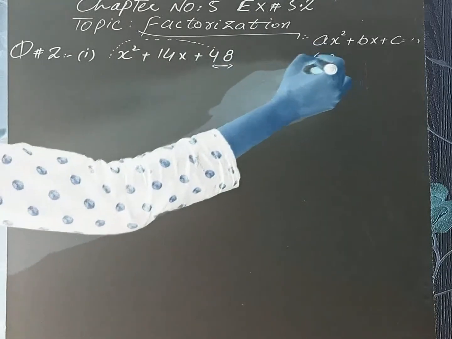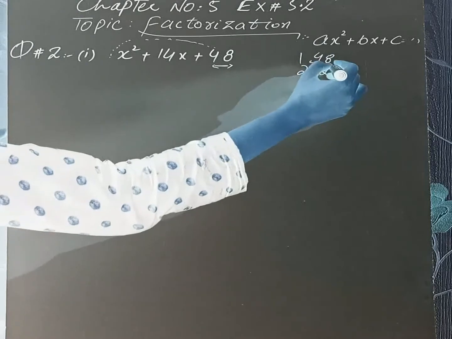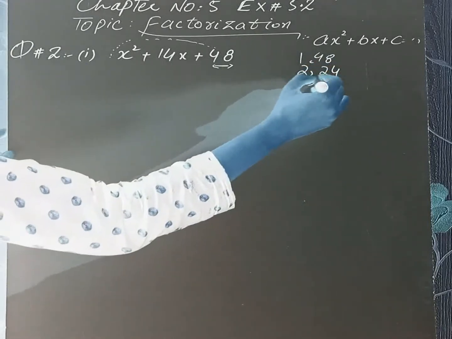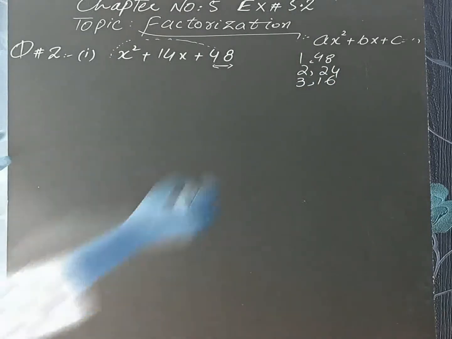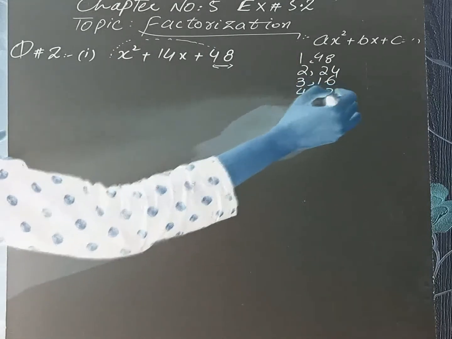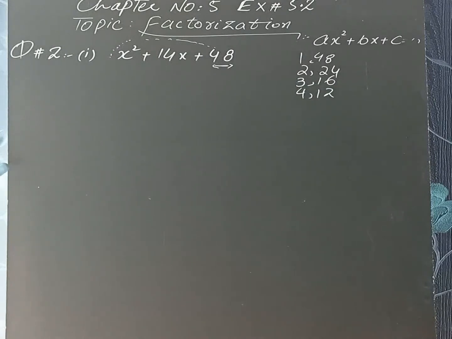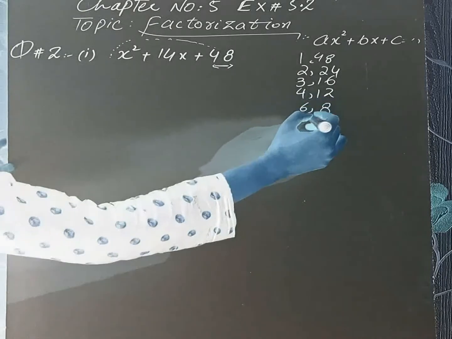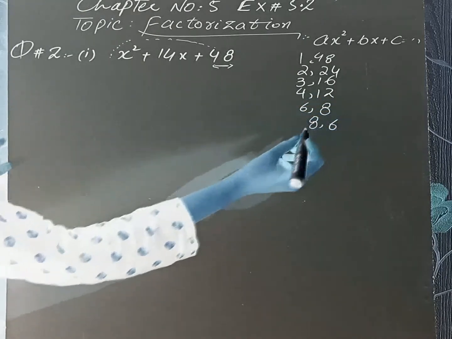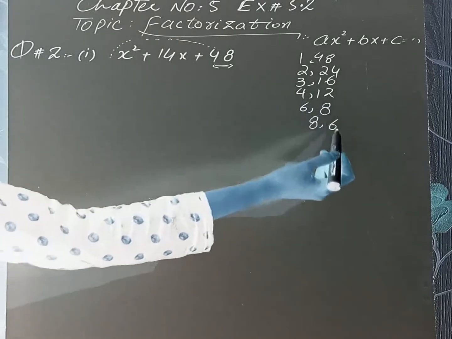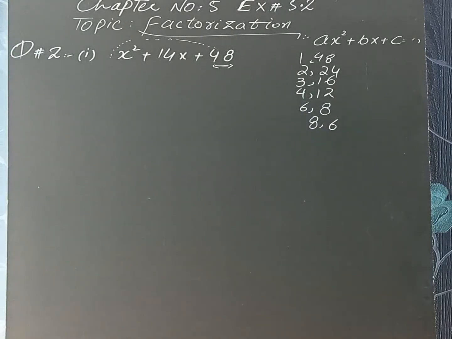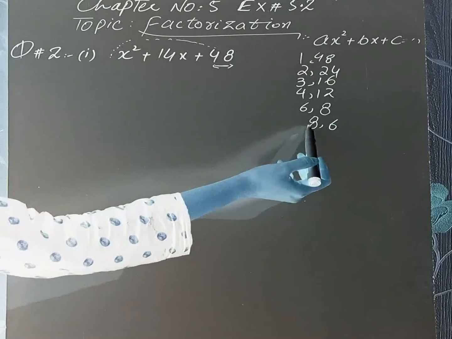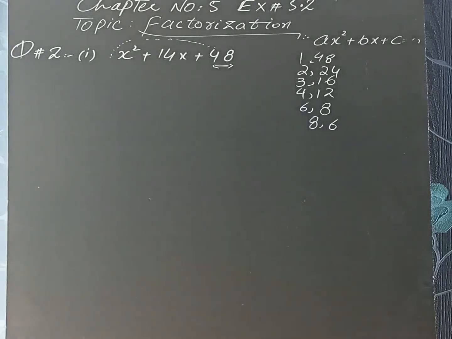48: 1 times 48, 2 times 24, 3 times 16, 4 times 12, then 5 no, 6 times 8. Then 8 times 6. If they are repeated in such a way, 6 8, 8 6, only the arrangement is changed, the factors are the same, then it is finished. And if both factors at the end are the same, for example 6 and 6, then it is also finished. That is the end point of these factors.